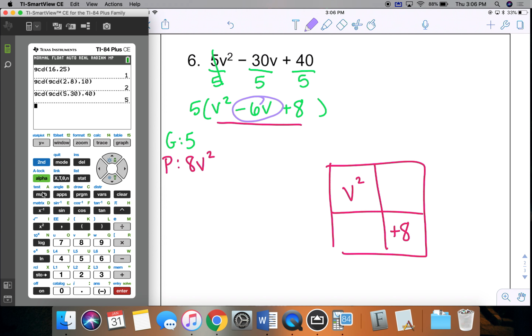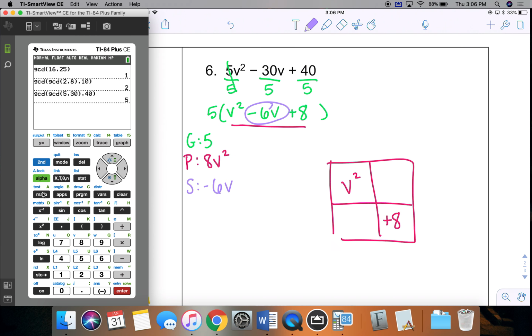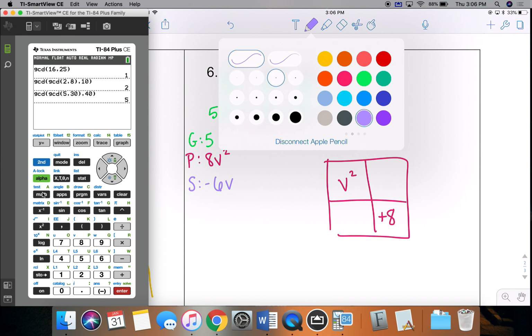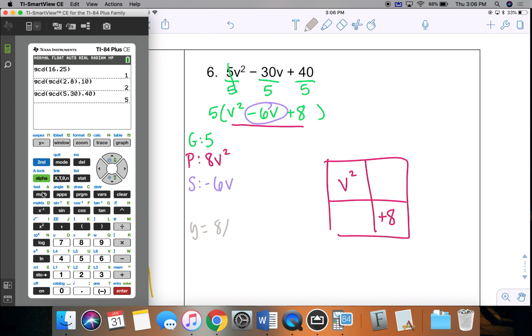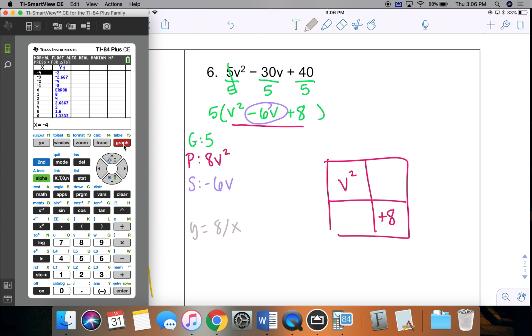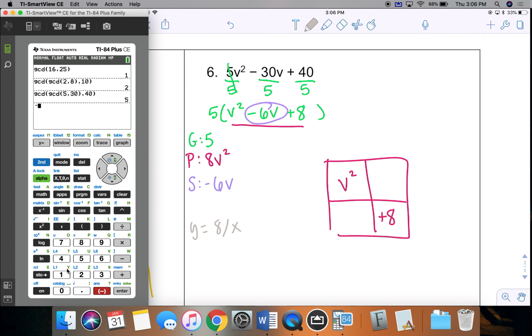Sum is in the center. So in y equals, I put the product divided by x. So I put 8 divided by x. I go to the table and I search for the sum. Well, let's see, my cursor's on negative 4 and negative 2. If I'm not sure, remember you can go second quit and do negative 4 plus negative 2. And oh look, that gives me a negative 6.